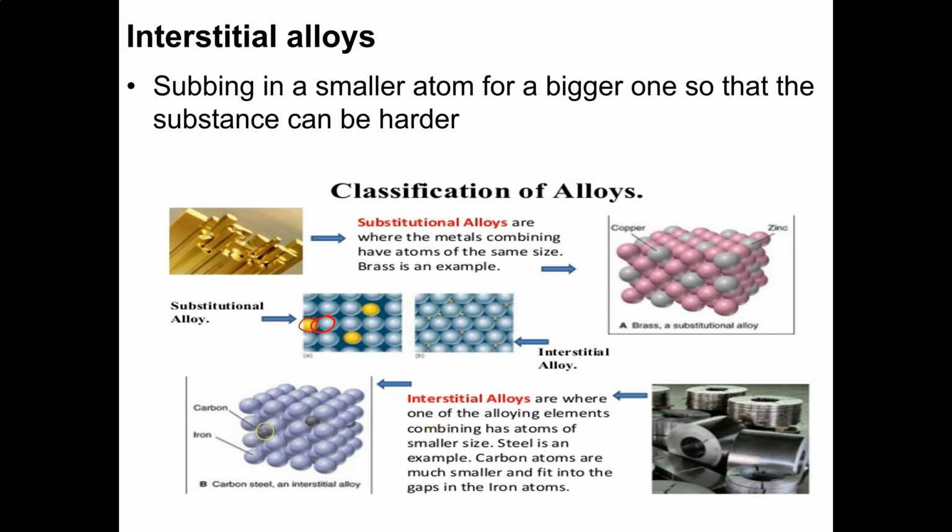Interstitial, on the other hand, look at the difference. Look how small this is compared to this. Huge difference. Why do you do it? It makes it harder. Steel is harder than iron. What is steel made out of? Steel is made out of iron and carbon. Carbon is in a different period, right? Two periods apart. So interstitial basically fits into the gaps between the iron atoms and prevents them from sliding past each other easily. And that's what makes them harder. So just remember, interstitial is used for making things harder. Substitutional is used for basic resistance to corrosion.